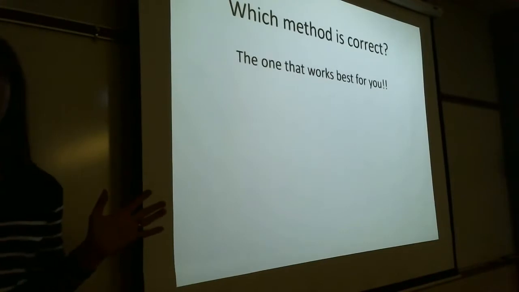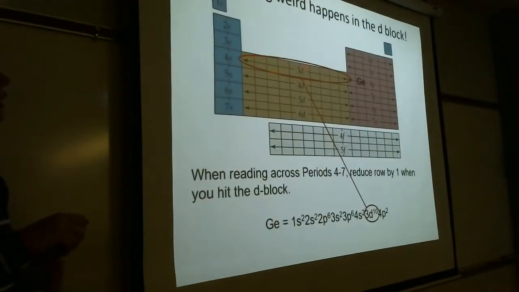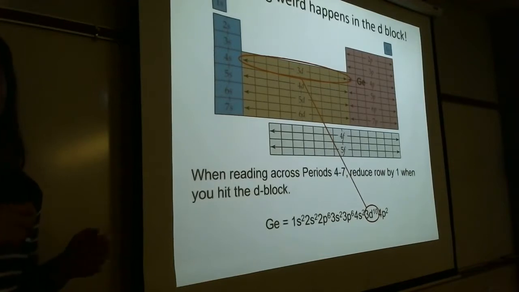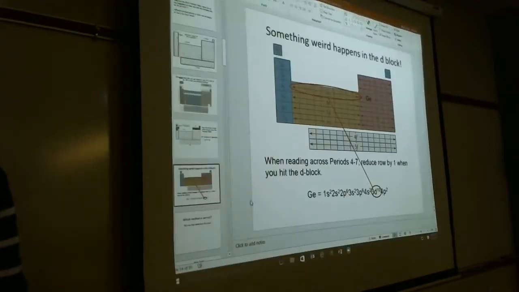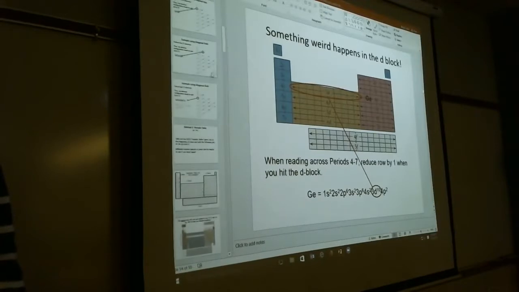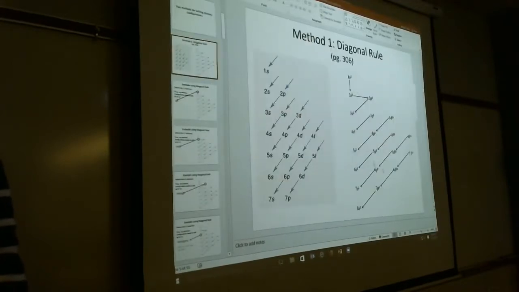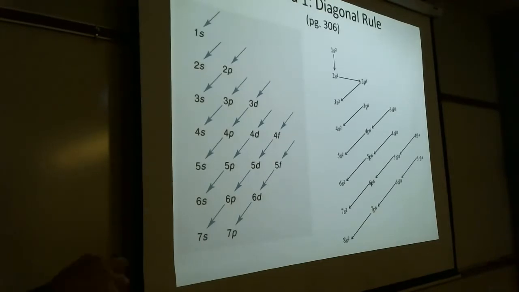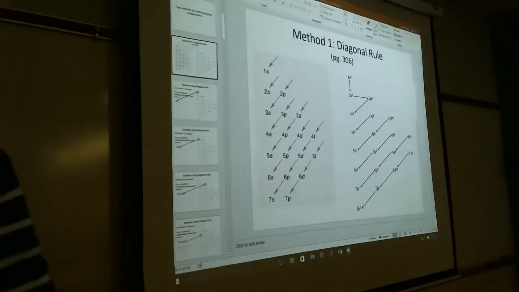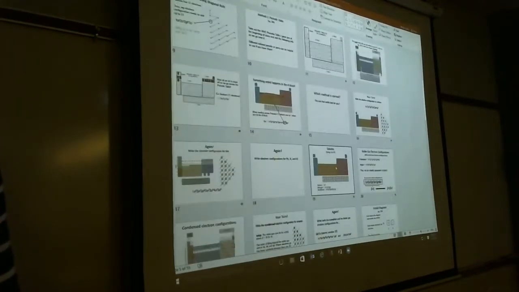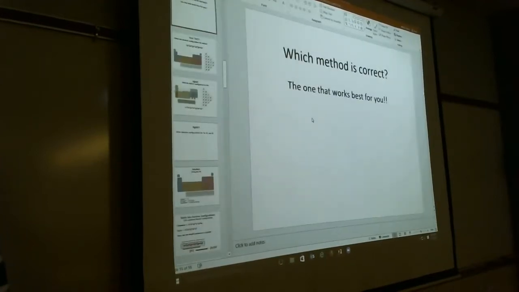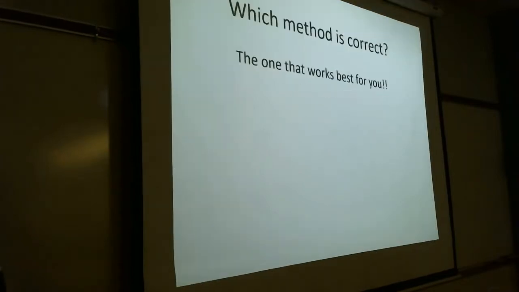So I don't care which way you do it. By the way, you don't have to worry about this if you're using the diagonal rule, because the diagonal rule has that anomaly built into it. If we go back and look at our diagonal rule, notice it's got that built in. So it goes 4s2, 3d10, 5s2, 4d10. So that anomaly is already built into the diagonal rule. But if you're using the periodic table, you just have to remember that. I really don't care which way you do it, whichever method works for you.